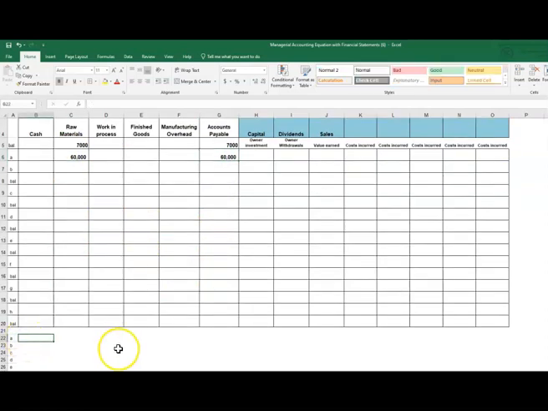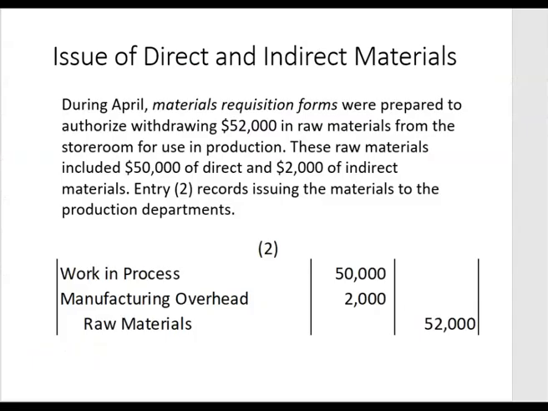So let's just describe that transaction. Purchased $60,000 of raw materials on account. So the key here is to understand that your raw materials account went up and your liability went up as a result of this transaction. Let's look at the next transaction.